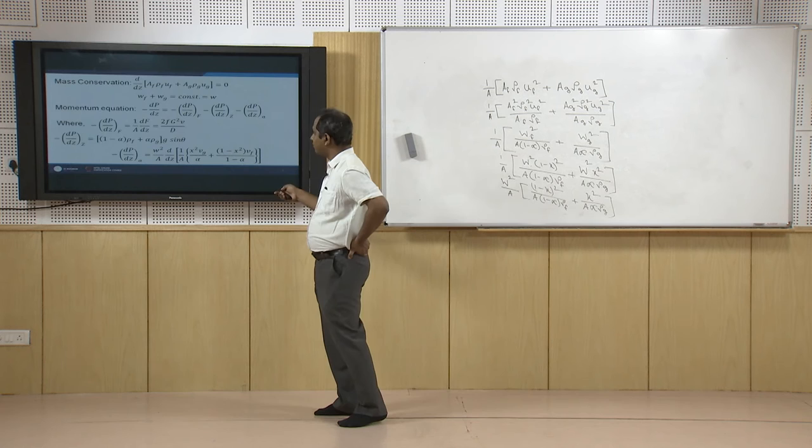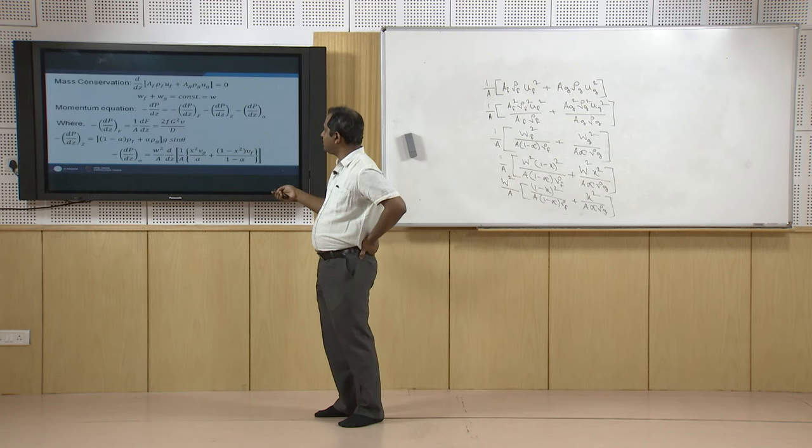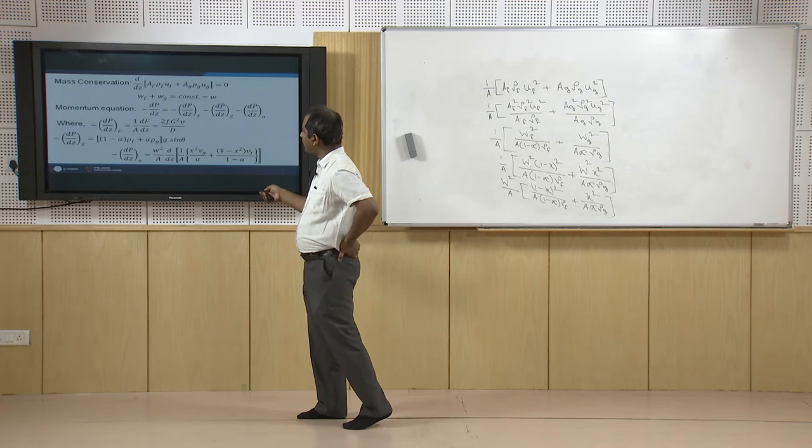We are having x, the mass quality, which is also varying with respect to z, as well as we can have variation of Vg and Vf with respect to, not z, with respect to P, as P is varying inside the pipeline. Whenever you advance forward, we will find that the Vg and Vf values will also be changing. So, we will be having partial derivatives of four different terms.